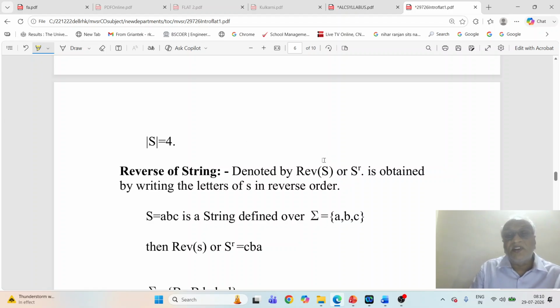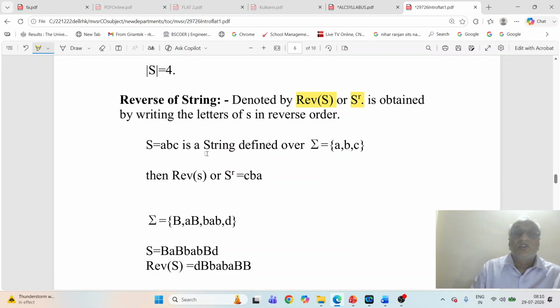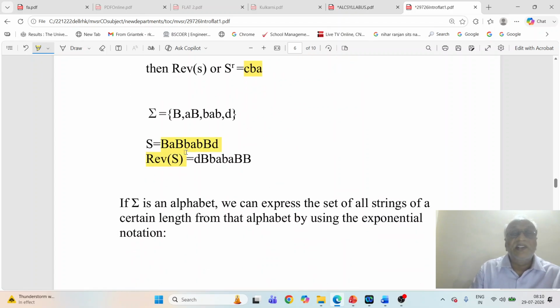The reverse of a string is denoted by REV, or S to the power of R. So let us say my string is ABC. The reverse of the string will be what? CBA. Similarly, let us say my string is this. The reverse of this string will be DBA, BA, BBAB, like that.